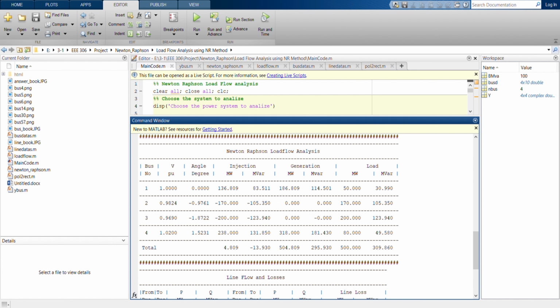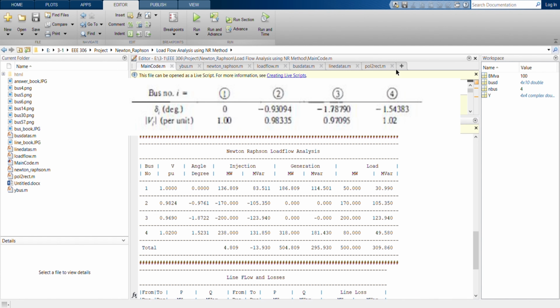Now look at the answer from the book's problem. From this comparison, we see that the values determined by MATLAB are quite approximate with the ones in the book. So we can say that our code works successfully.